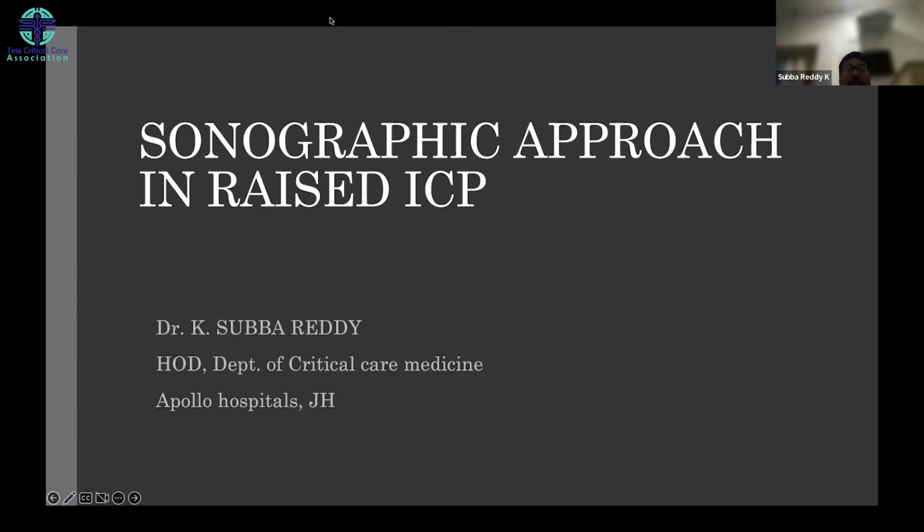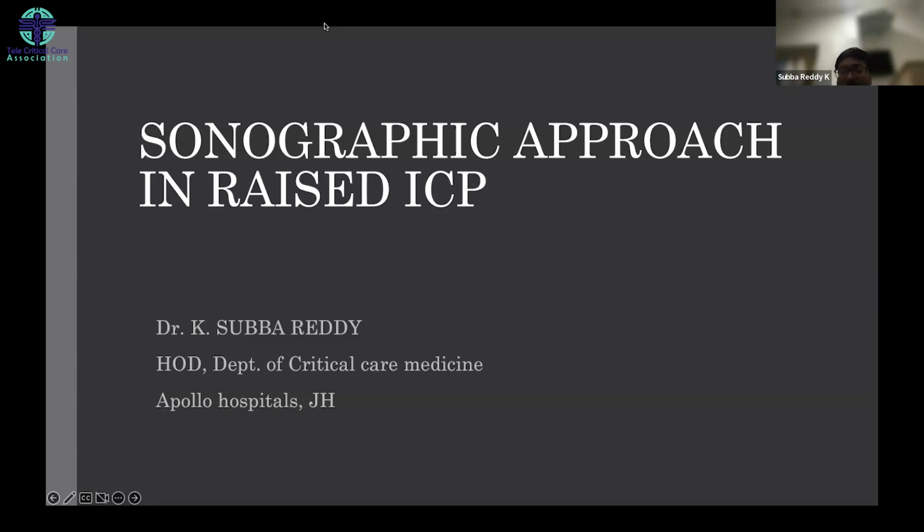So good evening, all. I'm going to talk about the sonographic approach in a patient with raised intracranial pressure. We know intracranial pressure monitoring is traditionally cumbersome in the intensive care units. More than cumbersome, it leads to a lot of complications when you have an intraventricular catheter.